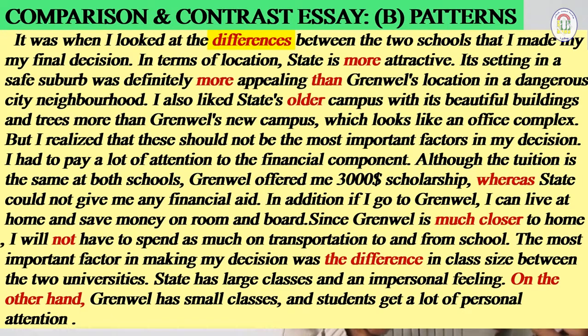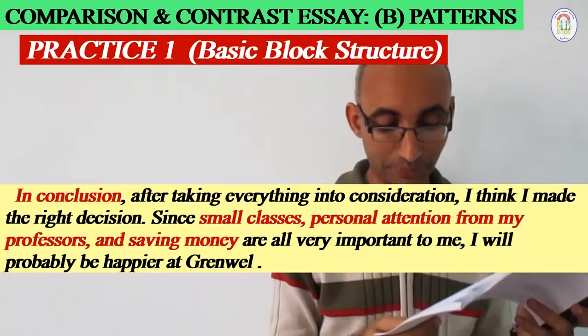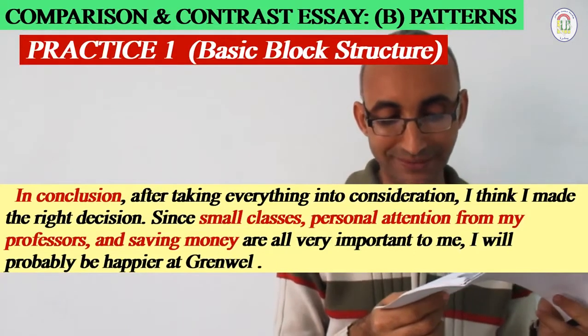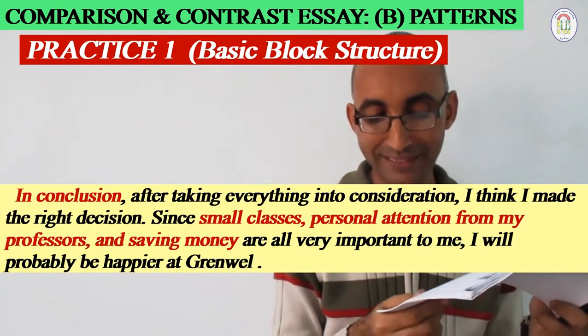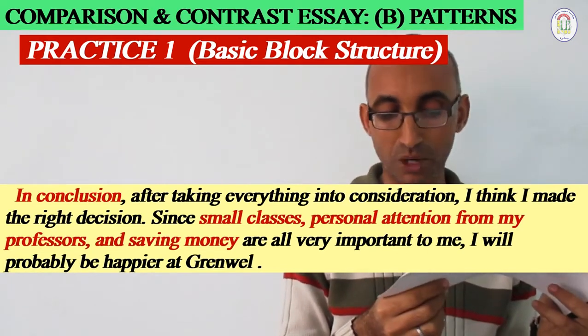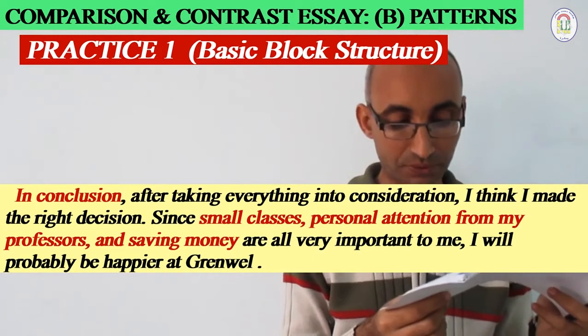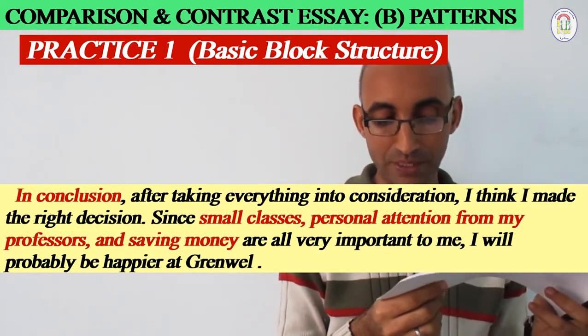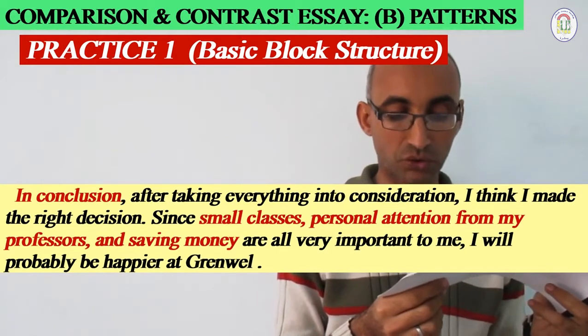On the other hand, Greenwell has small classes and students get a lot of personal attention. Clear? So here, express the difference between the two schools. He also used many transitions, like on the other hand, whereas, and so on, to show differences between the two universities. At the end, he summarized by saying, in conclusion, after taking everything into consideration, I think I made the right decision, since small classes, personal attention from my professors, and saving money are all very important to me. I will probably be happier at Greenwell.